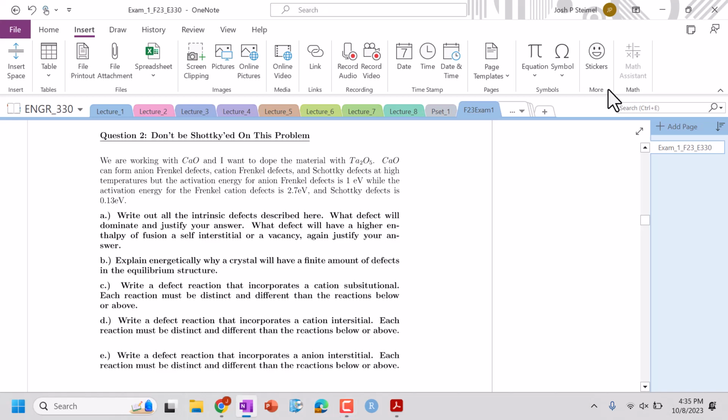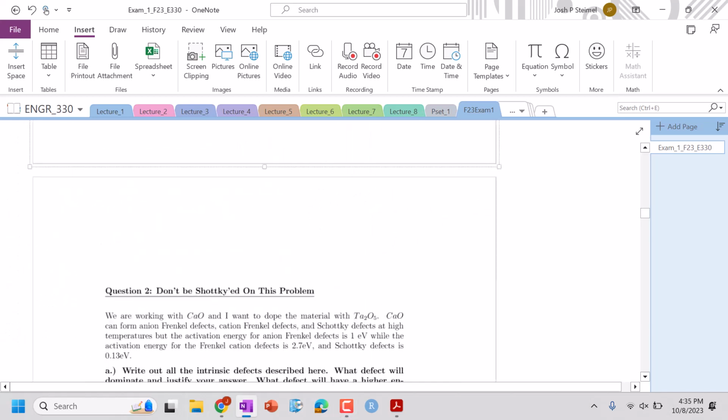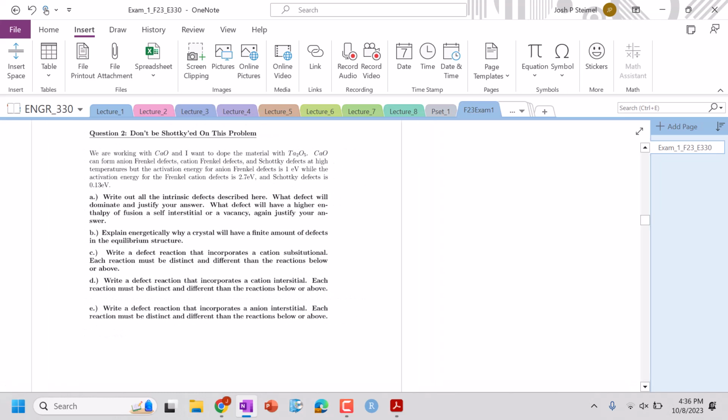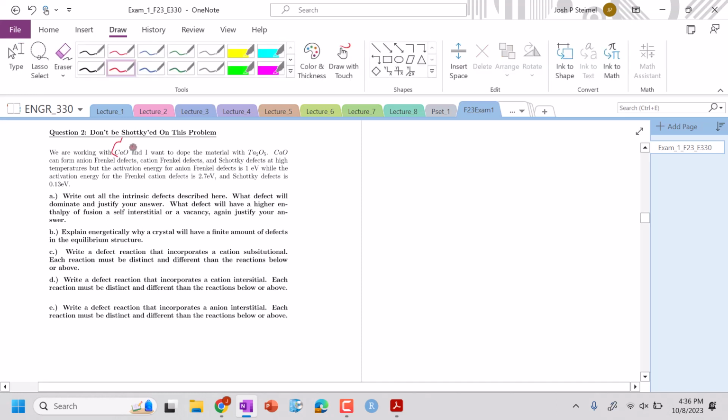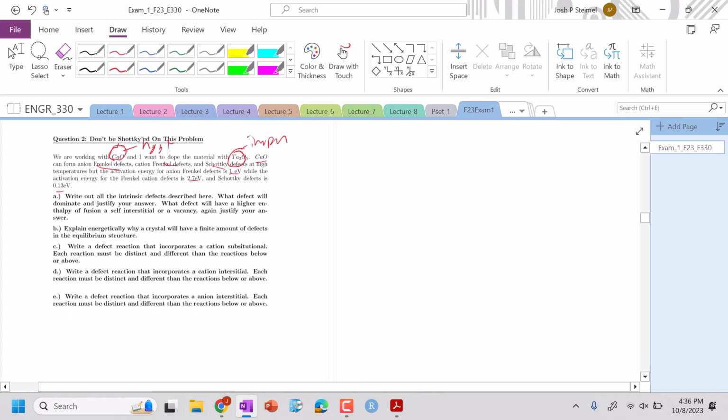Hi everyone, we are back and we are going to start to solve our exam 1 problem 2 question. So don't be shocked on this problem. We're working with CaO, which is going to be our host, and Ta2O5, which is our impurity. And we're told that CaO can form these 3 different types of intrinsic defects. They have activation energies of 1, 2.7, and 0.13. Write out the intrinsic defects described here.